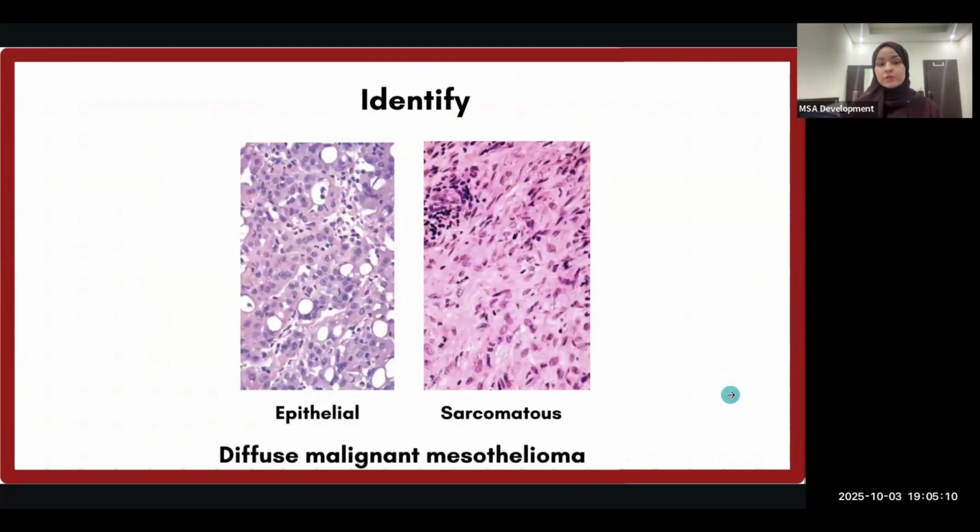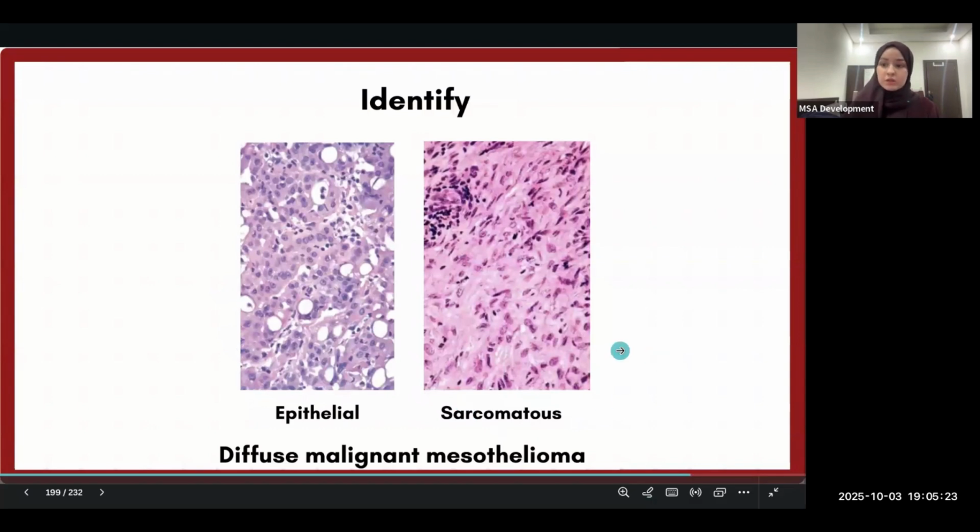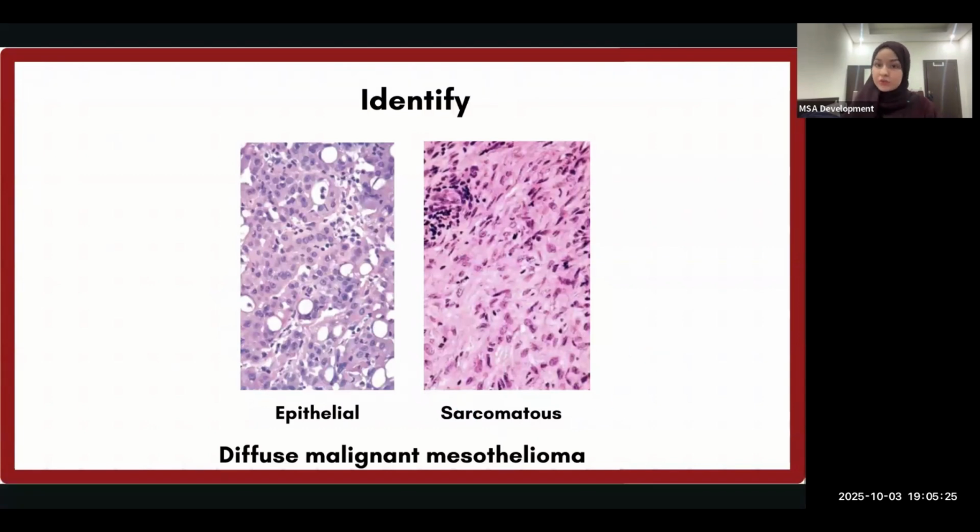This is diffuse malignant mesothelioma. And you have two different types: the epithelioid type, or epithelial, this one, which is more common, or the sarcomatous type. Know how to identify these.